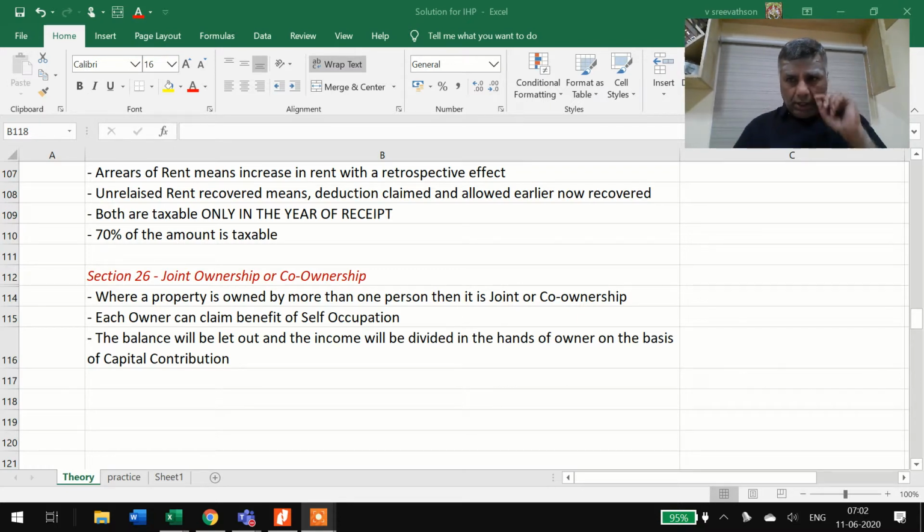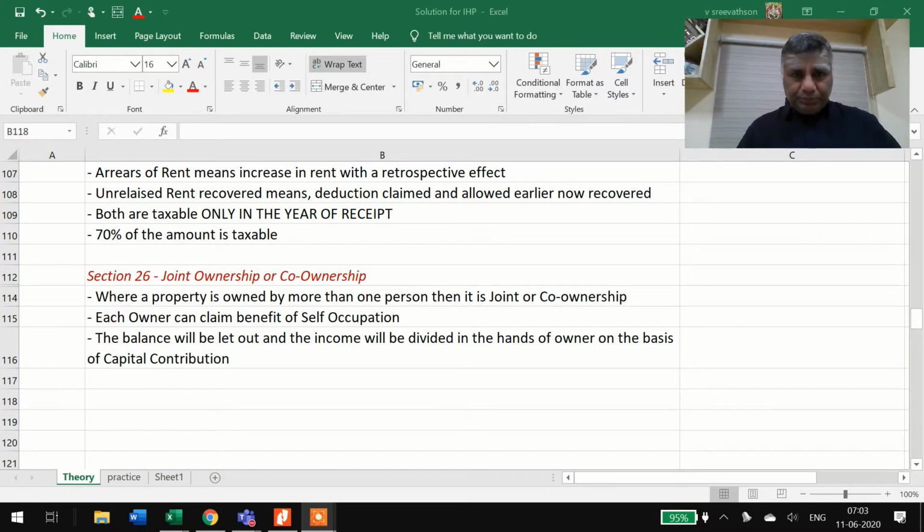Friends, we continue our understanding into the house property chapter. What we have so far seen is that we now know how to compute annual value in different circumstances.